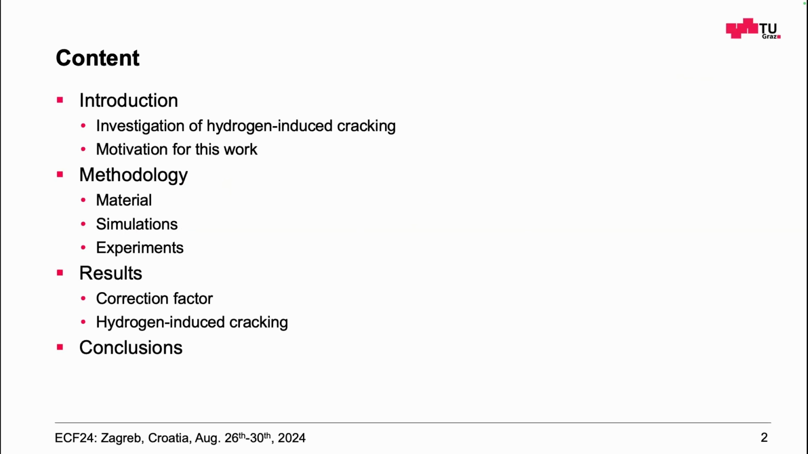To the content of my talk: first I will give the introduction, why we did this work. Then I will describe the methodology, including the materials we used, the simulations and the experiments we performed. And at the end, I will describe the results and the conclusions.